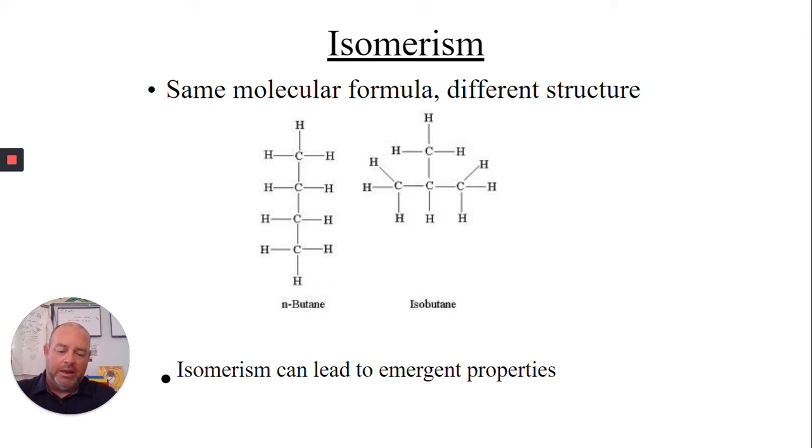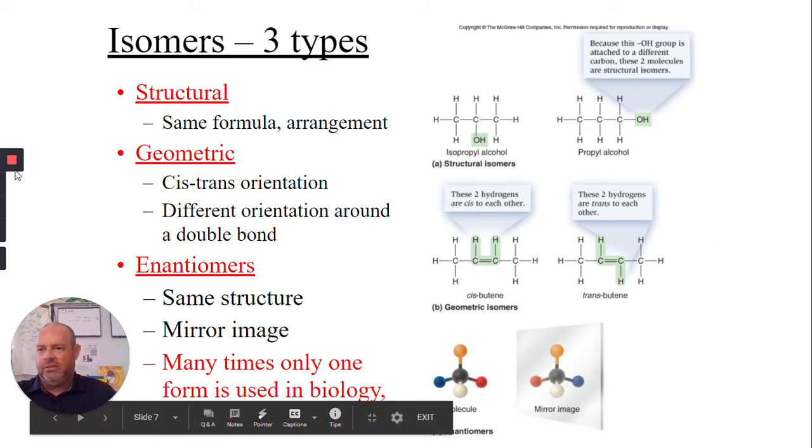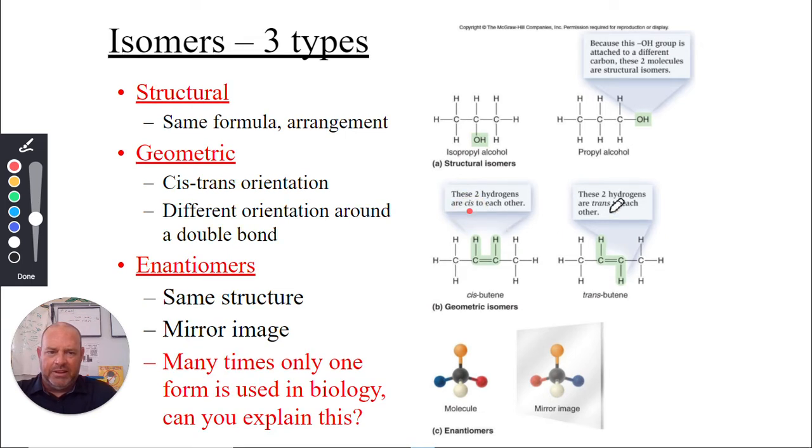So a few different types here. You have structural, geometric, and a hard one to say, enantiomer. Structural, same formula, different arrangement, kind of the baseline there, what we just talked about. Geometric is cis versus trans. Let's see if the old pen's working today or not. Cis versus trans. If you look at this diagram, here's the word cis and here's the word trans. Cis is going to be adjacent to each other. So here we have these two hydrogens right next to each other. Trans is going to be opposite, like transcontinental railroad, like a cross.